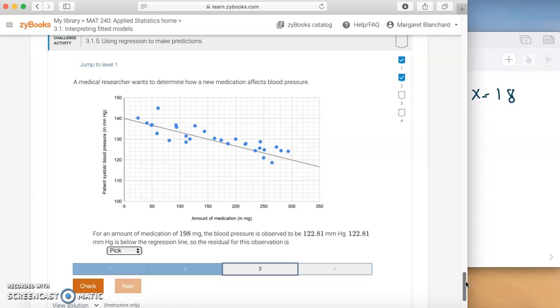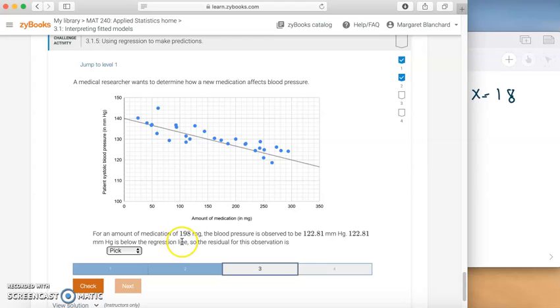A medical researcher wants to determine how a new medication affects blood pressure. Here's our line. Again, we see a negative slope, which is good. So the amount of medication and the patient's systolic blood pressure. So you would hope that as they take more medication, their blood pressure goes down, which is good. For an amount of medication of 198 milligrams, the blood pressure is observed to be 122.81. 122.81 is below the regression line.